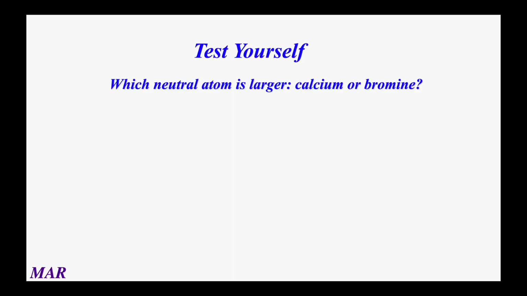So here are some questions you might see. Which neutral atom is bigger, calcium or bromine? And that's a really good question. Again, to answer this, you look for the element which is more left and down on the periodic table. Calcium is certainly more left. It's a metal. Bromine is a nonmetal on the right. So we would predict that calcium is the bigger one. If we were looking for the smaller one, of course, we'd look for bromine.